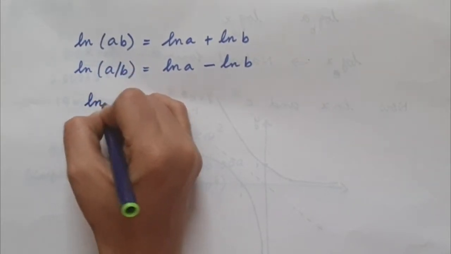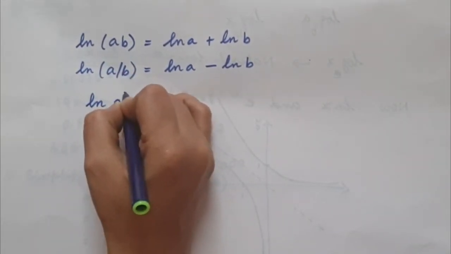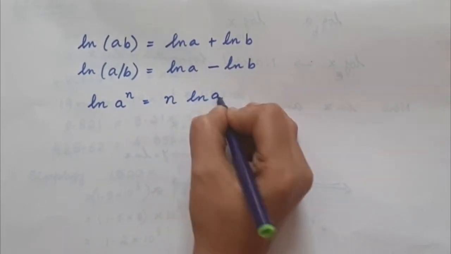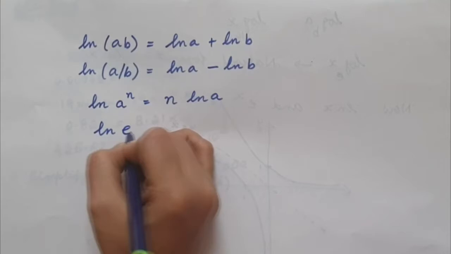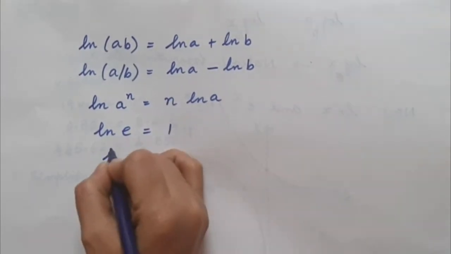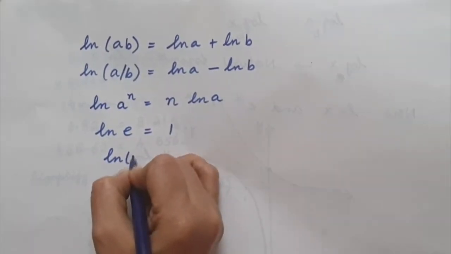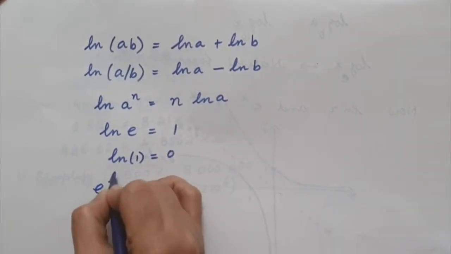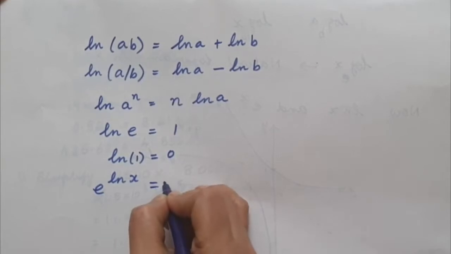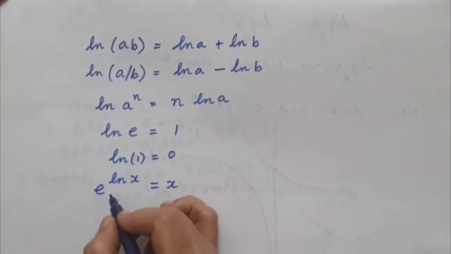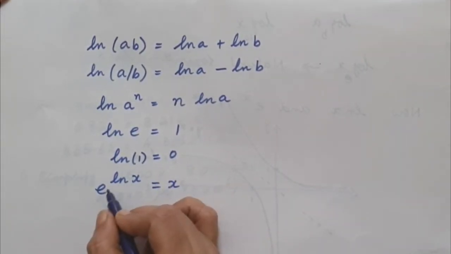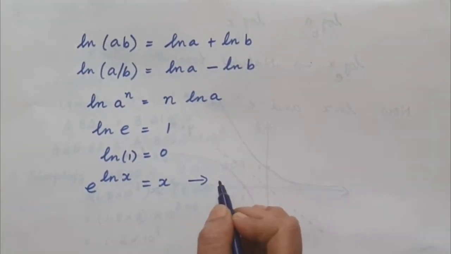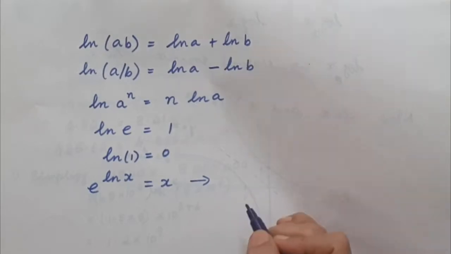In the same way, ln of a power n will be equal to n ln a. Then ln of e will be equal to 1. ln of 1 will be equal to 0. Then e to the power of ln x will be equal to x. That is, e and ln are inverse functions, which is why it comes as x. This concept generally helps in solving equations.